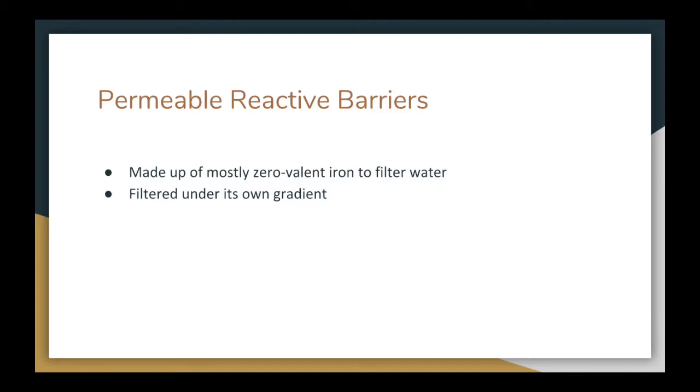Permeable reactive barriers are a permanent or semi-permanent reactive barrier made up mostly of zero-valent iron, which are submerged. If water flows through the barrier under its own gradient, pollutants are trapped and undergo reactions that result in clean water flowing out the other side.